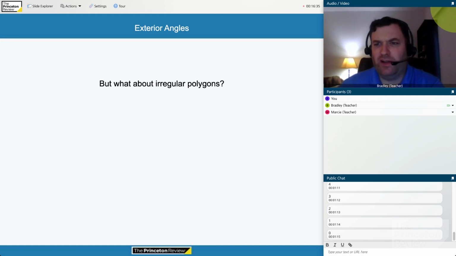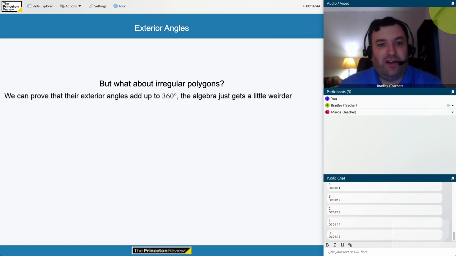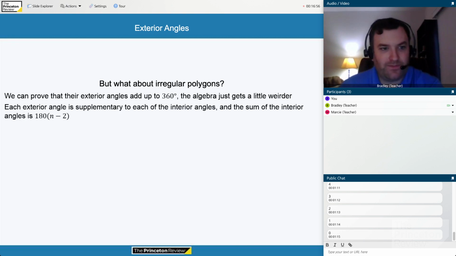Sometimes called non-regular polygons, depending on your class or even where in the world you are taking your math class. But if we are dealing with irregular or non-regular polygons, we can prove that their exterior angles will have to add up to 360 degrees. We just end up with some weird algebra involving infinite series.